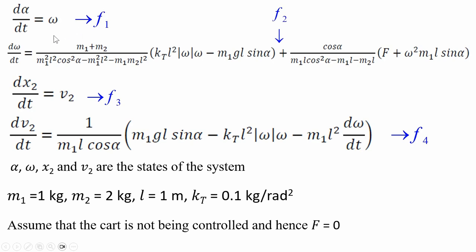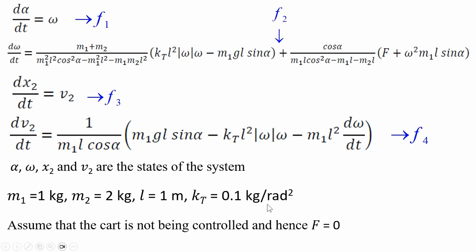Now we have to linearize this nonlinear model of the process so that we obtain a linear model. Here the states are alpha, omega, x2, and v2. The equation describing the dynamics of the first state is this one. We will write this equation as function number 1, and f1 is simply omega. The second nonlinear equation is f2, and f2 describes how angular velocity changes with time. Similarly, this is function number 3, and this is the last function, denoted by f4. The parameters of the system are as given here. The mass m1 is 1 kilogram, m2 is 2 kilograms, the length of the pendulum is 1 meter, and kt, which is the friction factor, is 0.1 kilograms per radian squared.